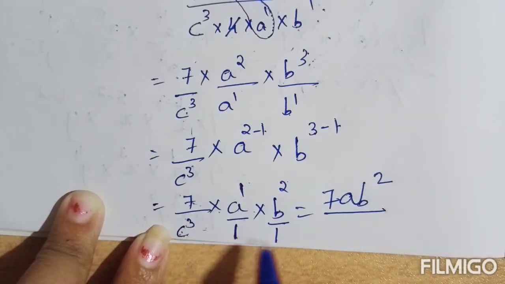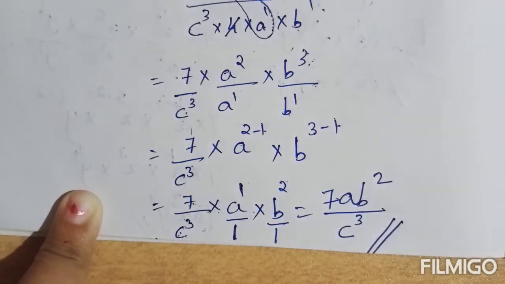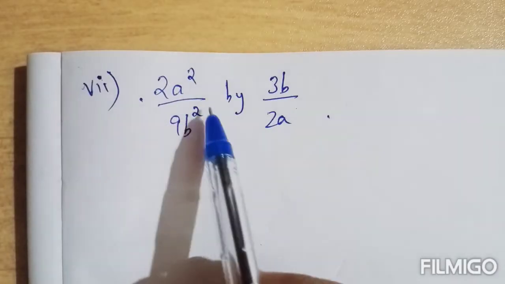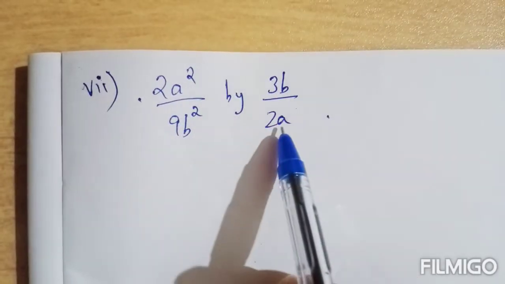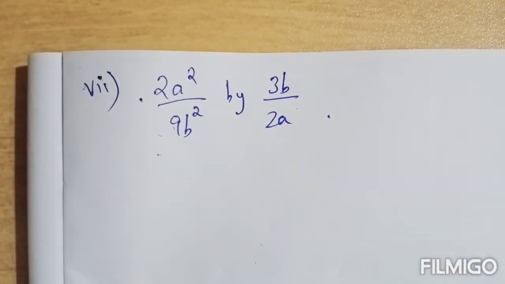So c cube into 1, you will get c cube only. So this will be the answer, 7ab square by c cube. Okay. Seventh one, 2a square by 9b square divided by 3b by 2a. Here both the monomials are in fractional form, so you can use the method which you use for division of two fractions.